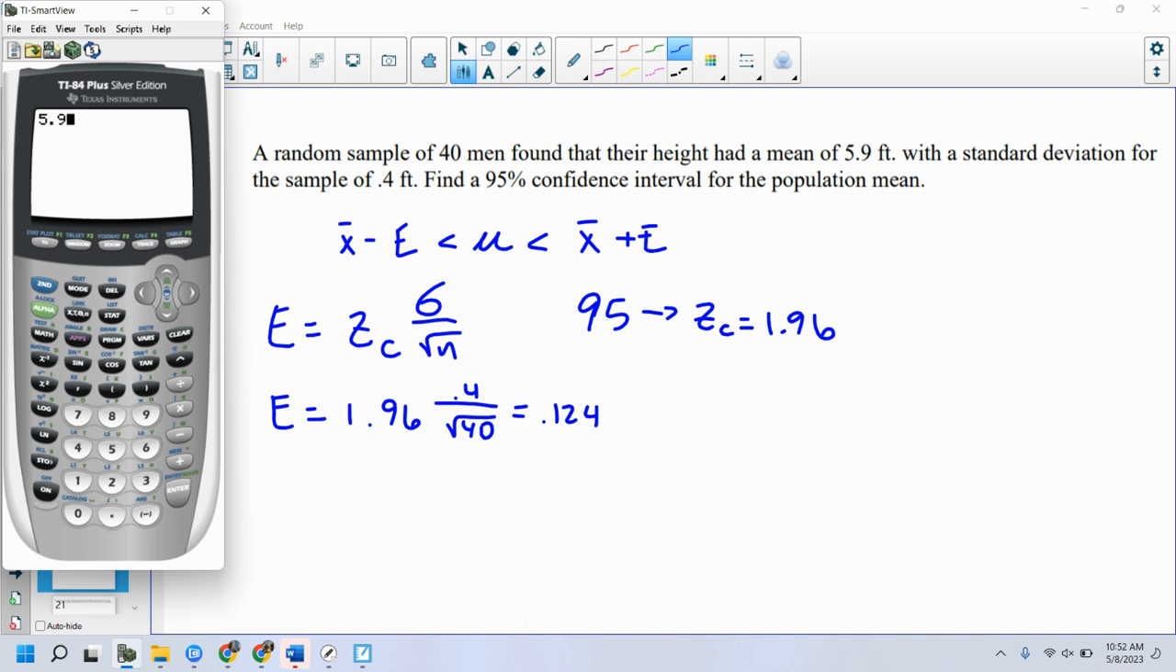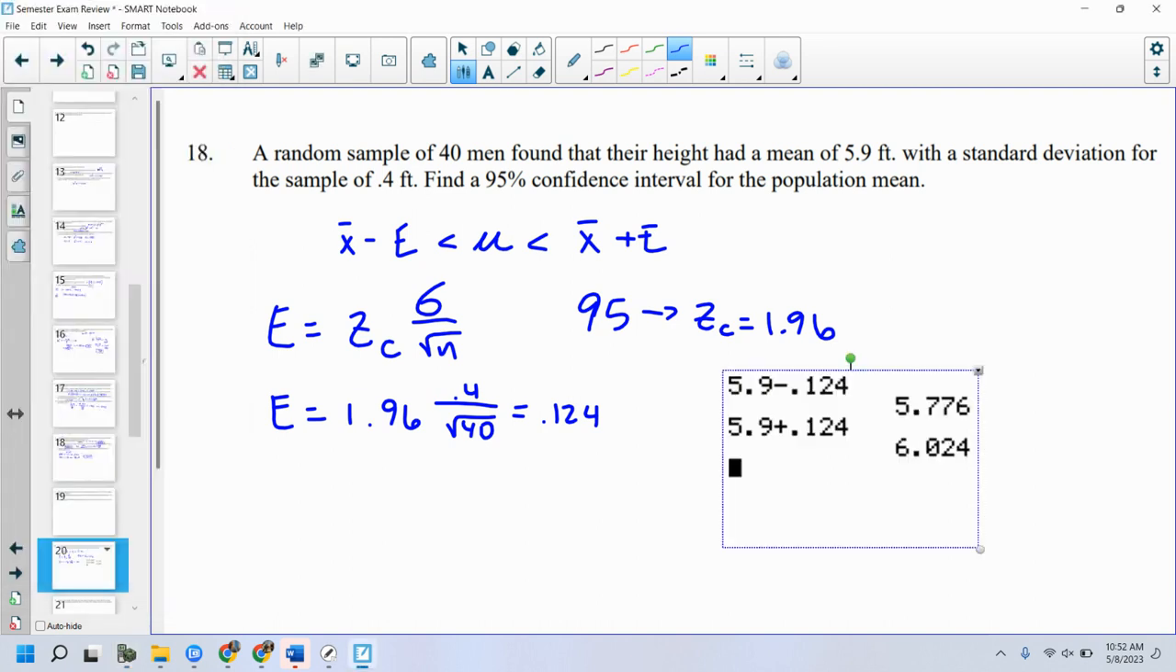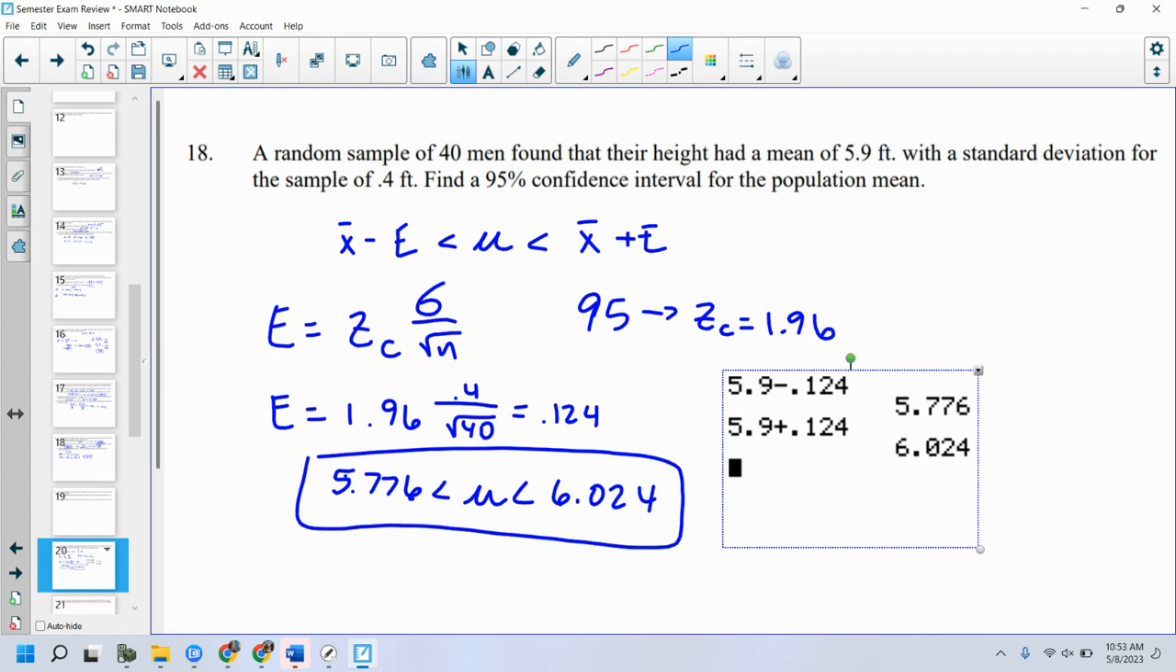5.9 minus 0.124, and then 5.9 plus 0.124. So in between 5.776 and 6.024. That's my 95% confidence interval for the error margin.